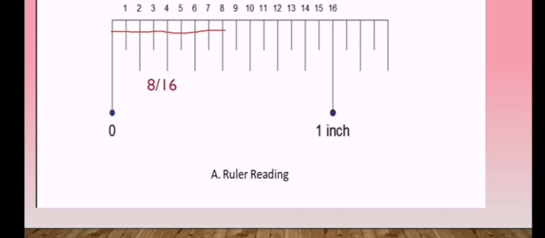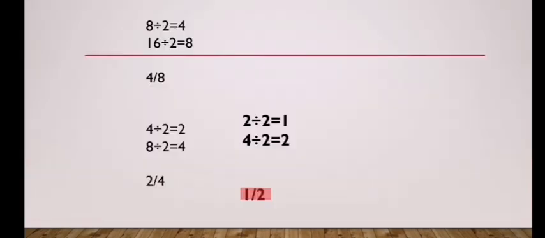So we will reduce this one. We will divide it by 2, so we will have 4/8. 4/8 is still divisible by 2 because 4 is an even number. So divide by 2, then we will have 2/4. 2/4 can still be divided by 2. So divide it by 2, and then we will have our final answer, which is 1/2.